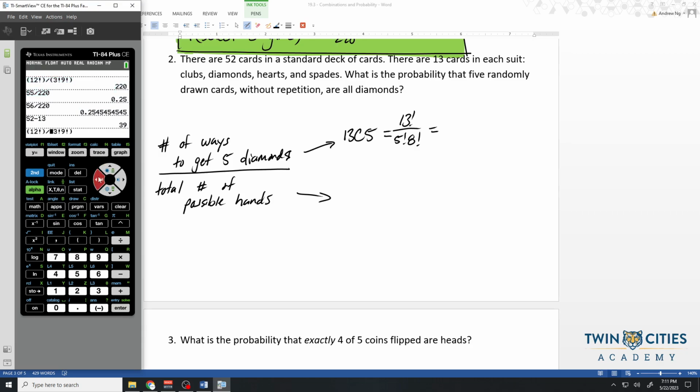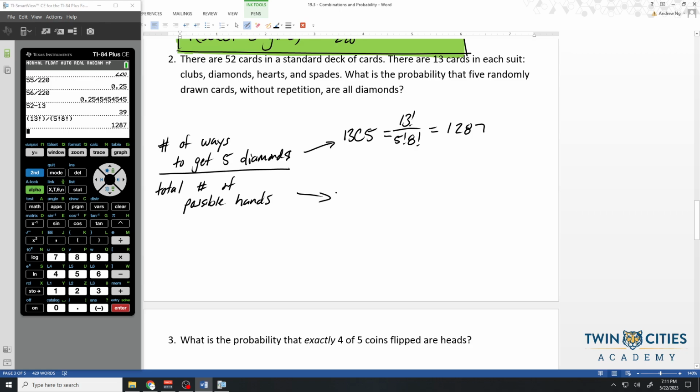Let's do this. 13 factorial over 5 factorial, 8 factorial. So there are 1,287 ways to get 5 diamonds. Now I need to know how many total possible hands are there.